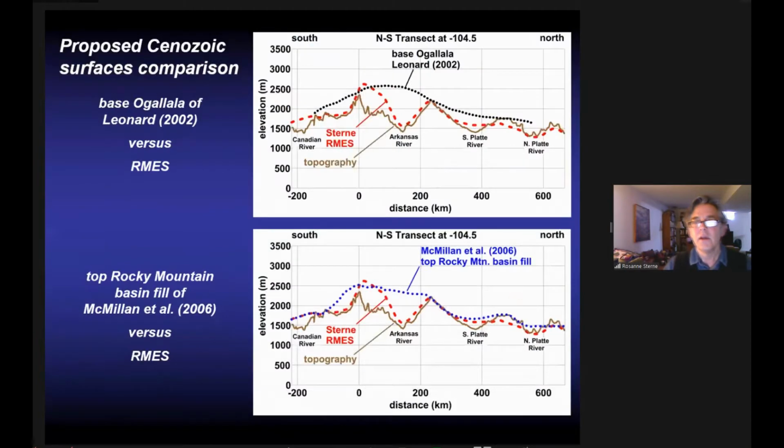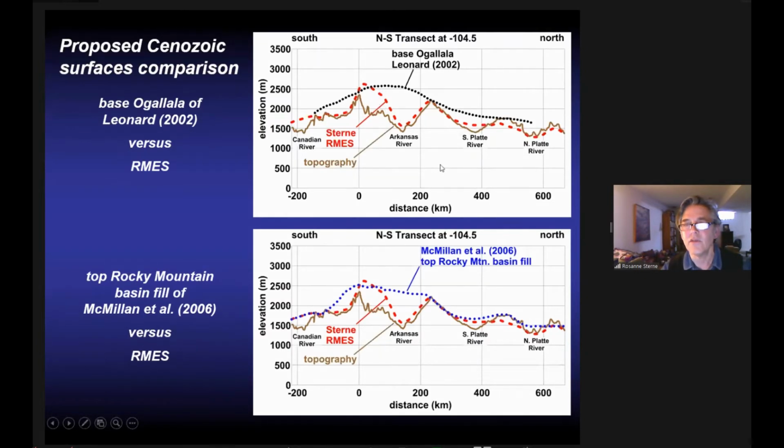So here's the minus 105 north-south transect. And first off, the red lines are my Rocky Mountain Erosion Surface line. So we're going south to north. Dash line is my definition of the Rocky Mountain Erosion Surface. The brown line is current topography. And then the black line here is how Eric Leonard at CC mapped the base of the Ogallala.